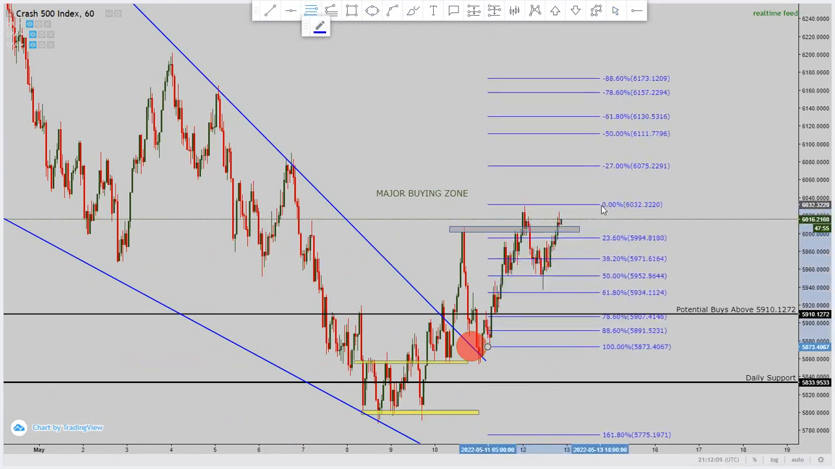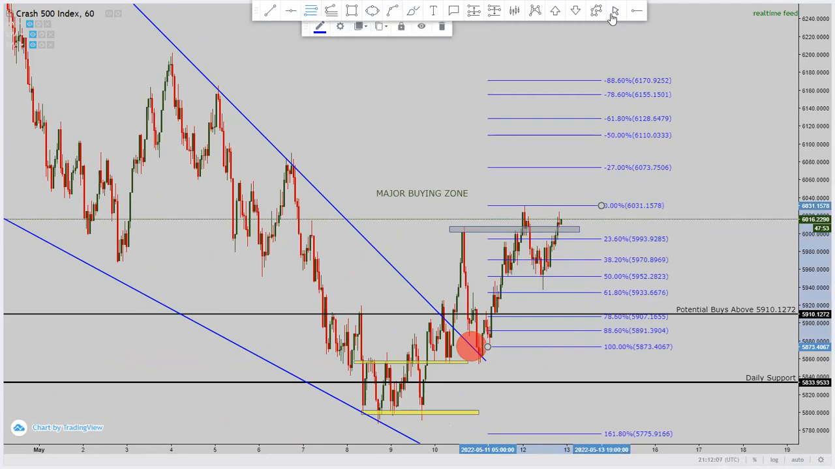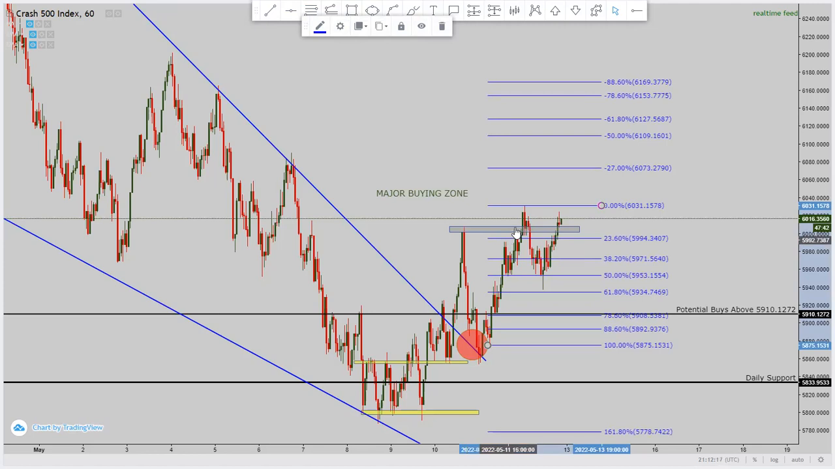Even if you look at it this way, whereby we have point A and point B, point A being this area there, that Fibonacci area, price came back and bounced on the 50% level.